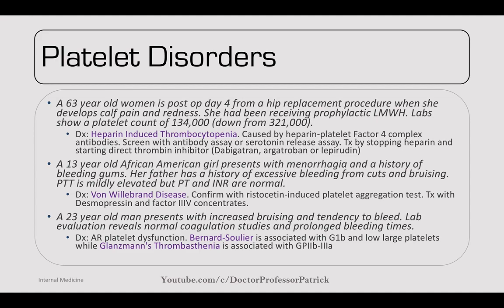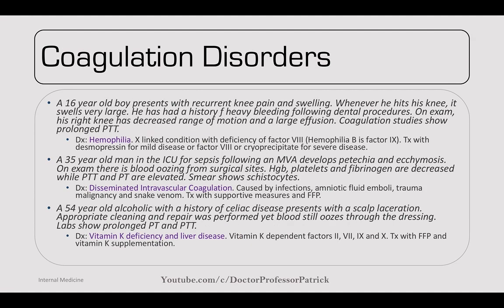Next, we've got a 23-year-old man with increasing bruising and tendency to bleed. Labs show normal coag studies and a prolonged bleeding time. So if the coagulation studies are normal, it's not part of that cascade. Bleeding time tends to predict more platelet disorders. The diagnosis here would be some type of platelet dysfunction, either Bernard-Soulier syndrome, which is associated with GP1B and low amounts of very large-sized platelets, or you can think of Glanzmann's thrombasthenia, which is associated with GP2B and 3A deficiencies.